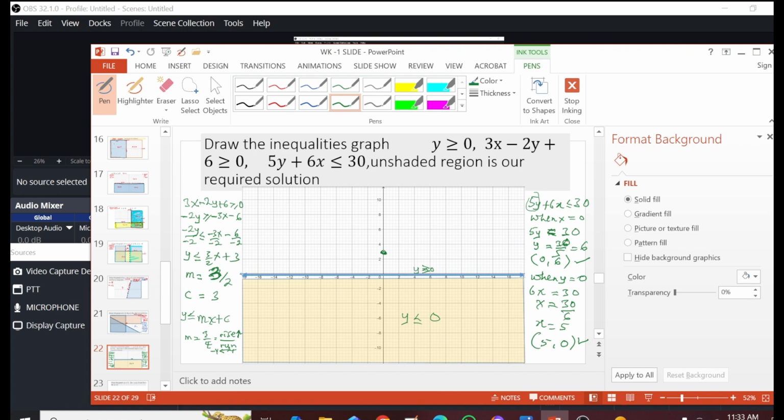Since it's a positive number, it means up. 3 up, from here: this is 1, 2, 3. Then run 2 to the positive side, to the right. So it's going to be here. I'm not going to shade this part. This is the rise, this is the run. So this is the part where my line will cut across, and my line is going to move this way.